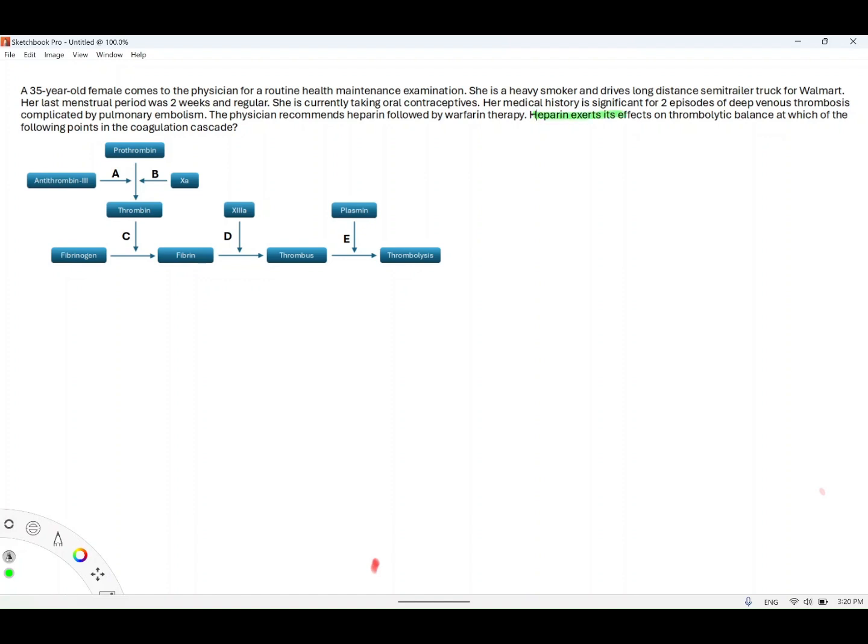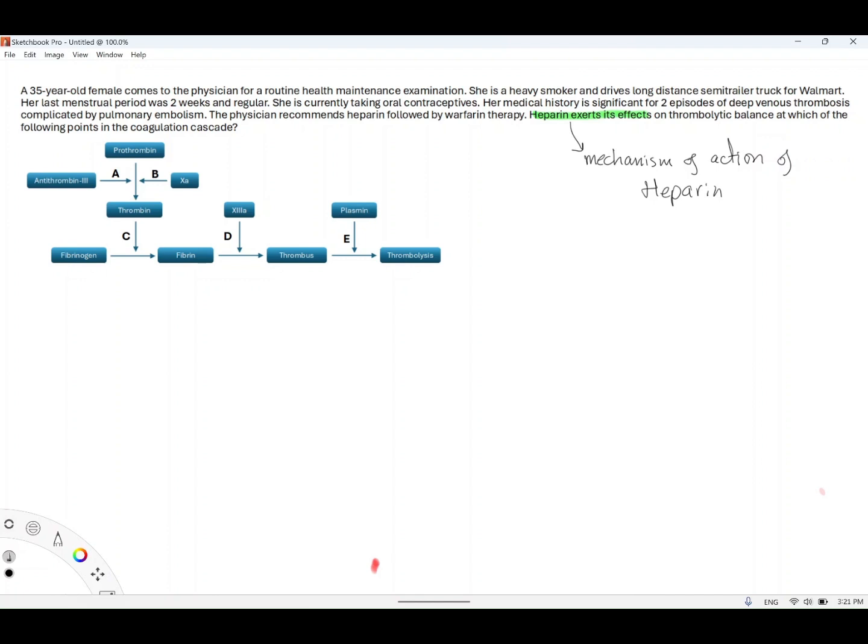Okay, well, they just want to know what is the mechanism of heparin. So as long as you understand the question, that will make life easier. So what are they asking? Mechanism of action, which should be super easy. Mechanism of action of heparin. This is our goal.